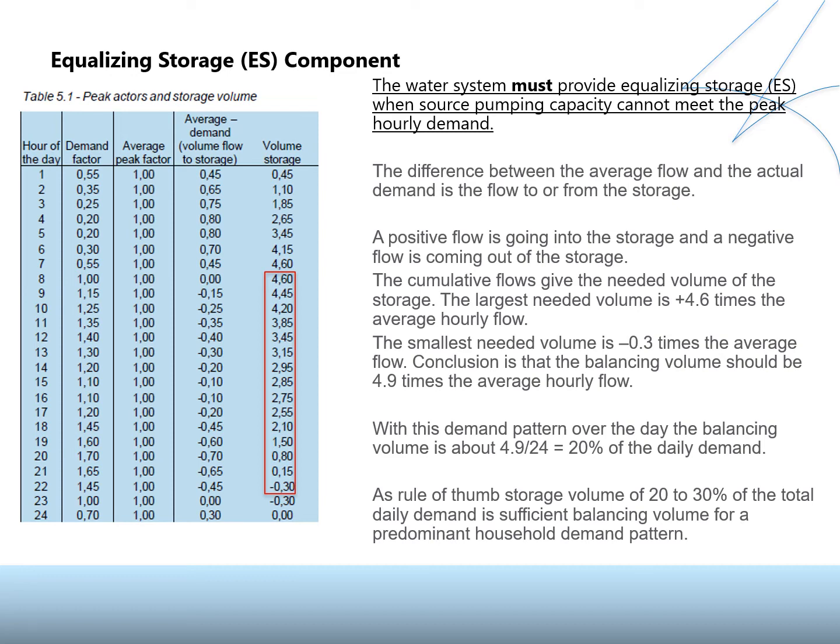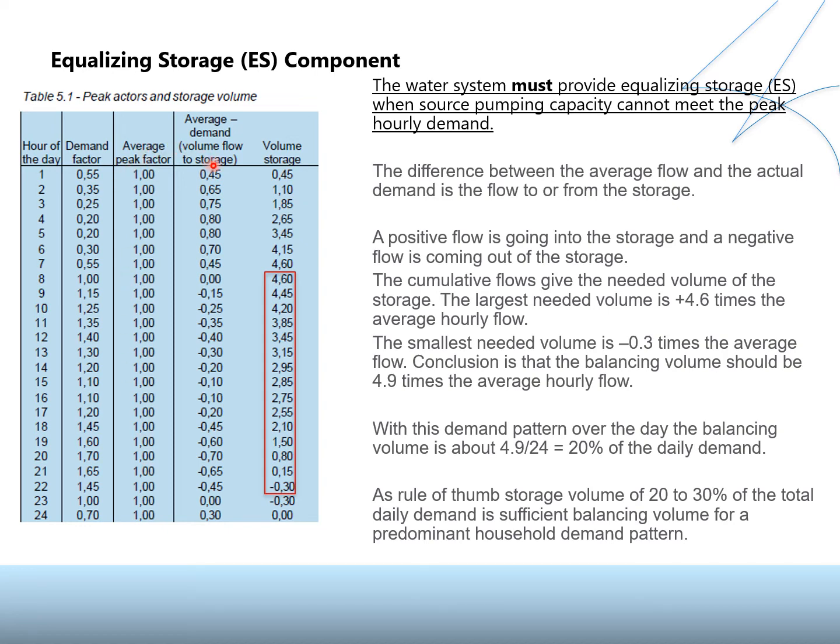How do we calculate the volume of equalizing storage? For example, let's say you have these 24 hours and you have different demand factors. So first hour, you just need 0.55 times of the average peak factor, then second hour 0.35, and then you just start to use more water in the morning, and peak happens at 12, and again at 20th hour. Okay, so this is a typical demand fluctuation at one location, and the average peak factor is always 1, right?